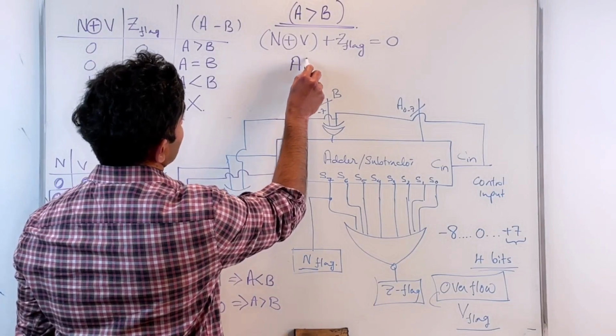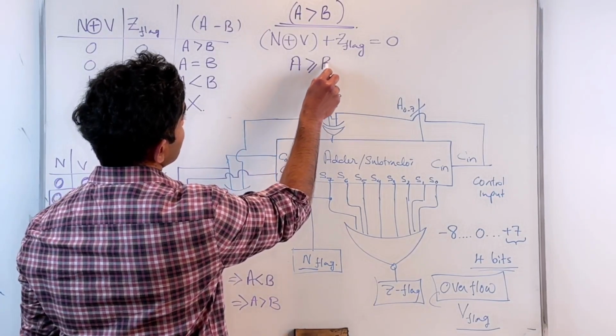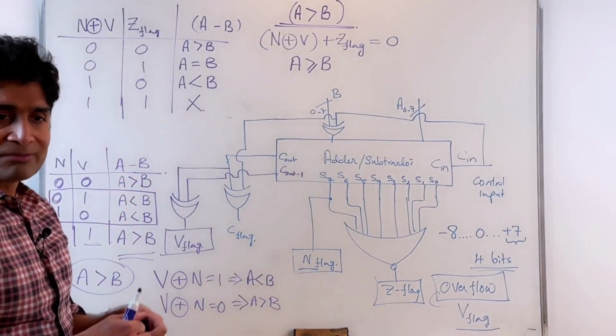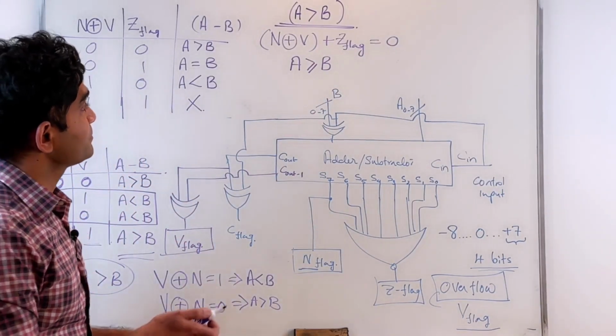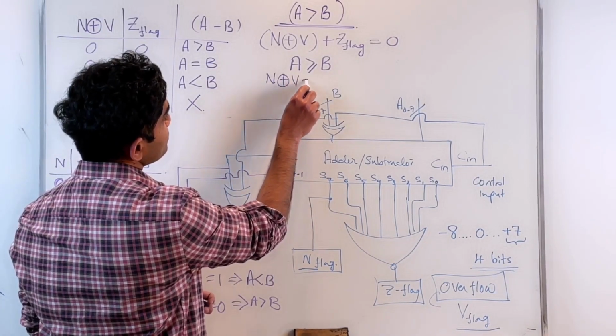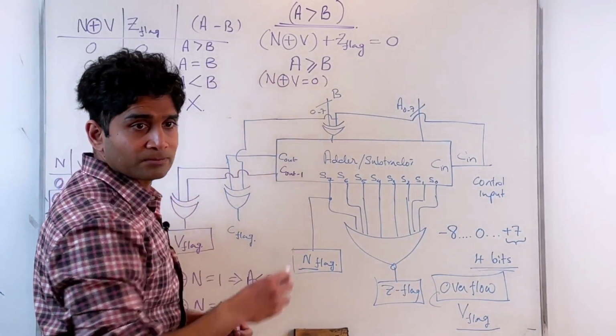Okay. What about A larger than or equal to B? So here I don't have to worry about the Z flag. I don't have to place the constraint on the Z flag. So I can just check for N exclusive OR V to be 0. Right?